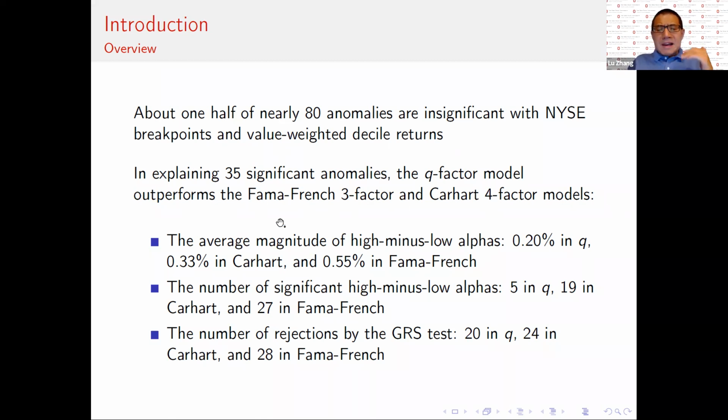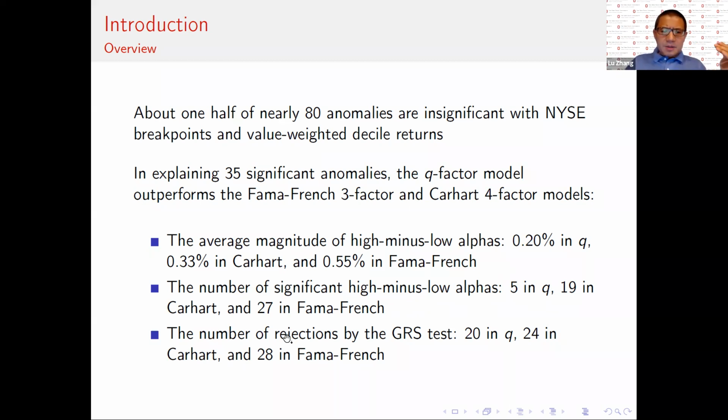In particular, the average magnitude of high-minus-low alphas is 20 basis points per month in our model, 33 basis points in Carhart, and 55 basis points per month in the Fama-French three-factor model. In terms of the number of significant high-minus-low alphas, meaning the absolute t-value is higher than 1.96, we have 5 in our model. There are 19 in the Carhart four-factor model and 27 in the Fama-French three-factor model.